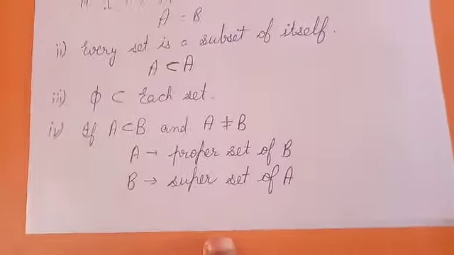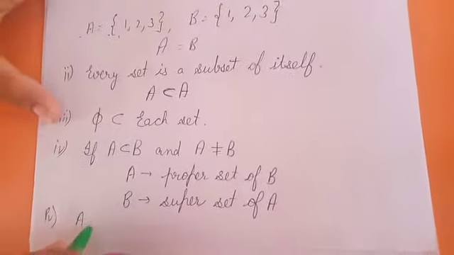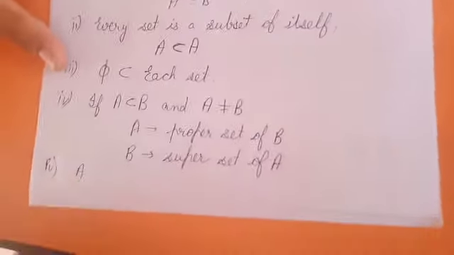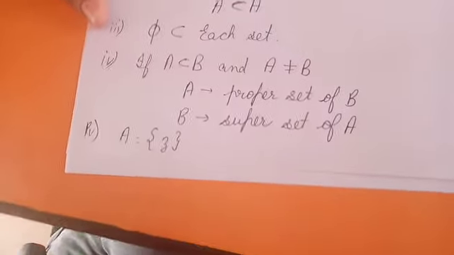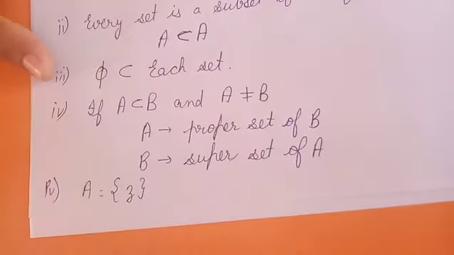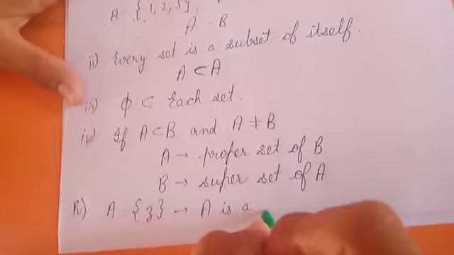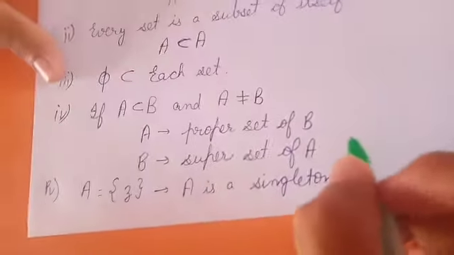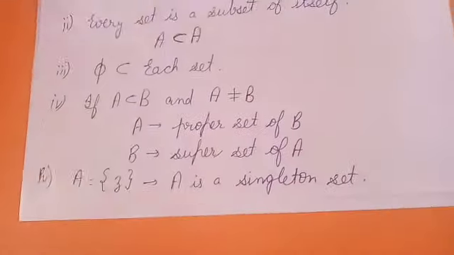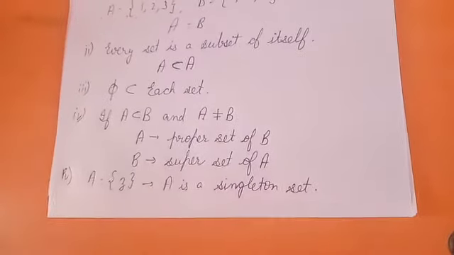And last thing, fifth, suppose we have A be any set which has only one element, say Z. Okay, means it has only one element. That means A is a singleton set. Okay, means if any set has only one element, that set is called a singleton set.